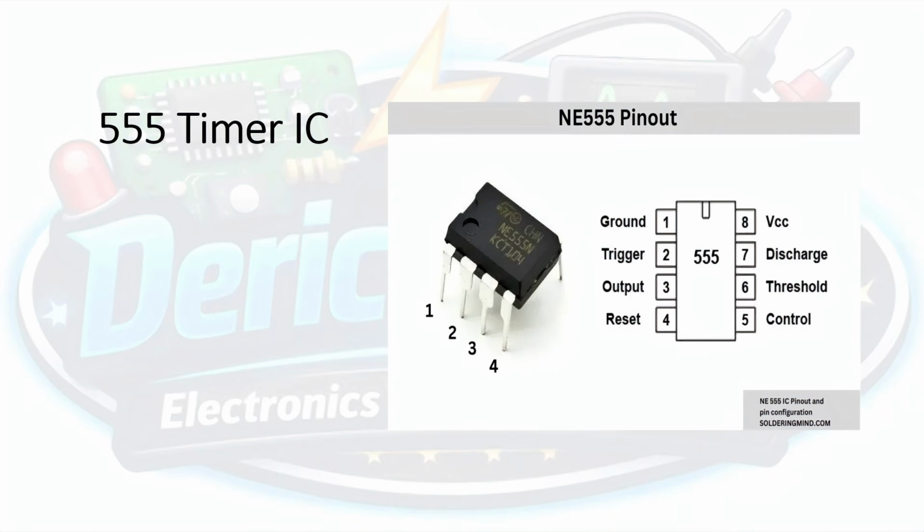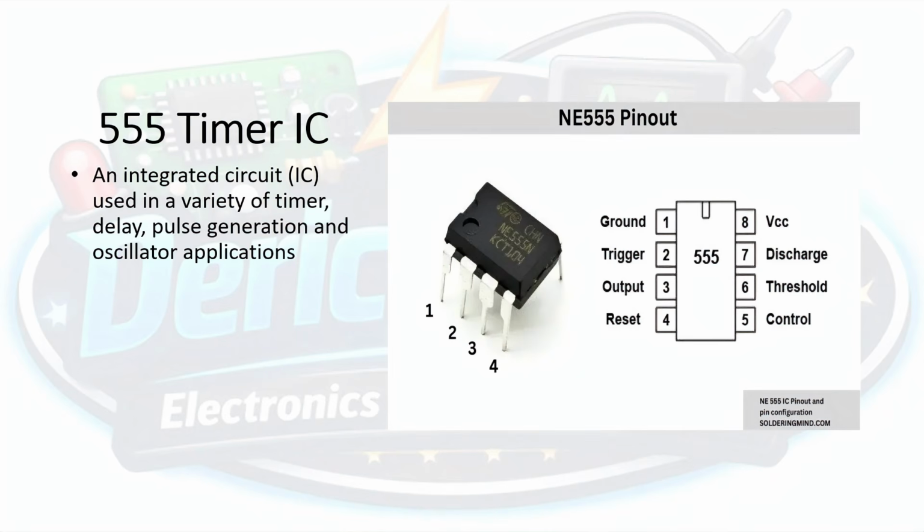It has 4 pins on the left and 4 pins on the right, and the pin configuration is exactly the same as that of our LM741, wherein you have to find the rectangular notch on one side of the IC. You use that notch as a guide to figure out where pins 1, 2, 3, 4, 5, 6, 7, and 8 are. Now, in terms of application, where do we use the 555 timer? This integrated circuit is actually used in a variety of timer, delay, pulse generation, and oscillator applications. This makes it perfect for use in multivibrator circuits.